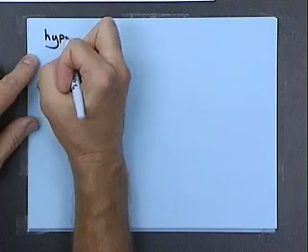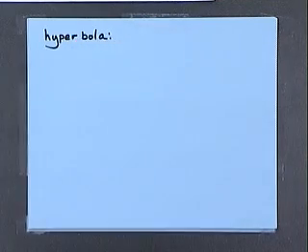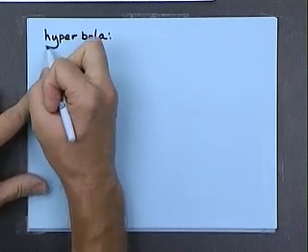Okay, hyperbola. So hyperbola is very similar in definition and consequently very similar in equation to that of an ellipse. So it's the set of points in a plane.